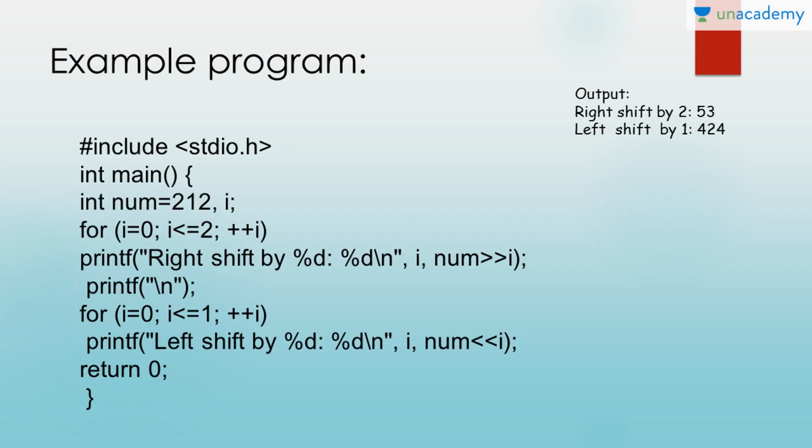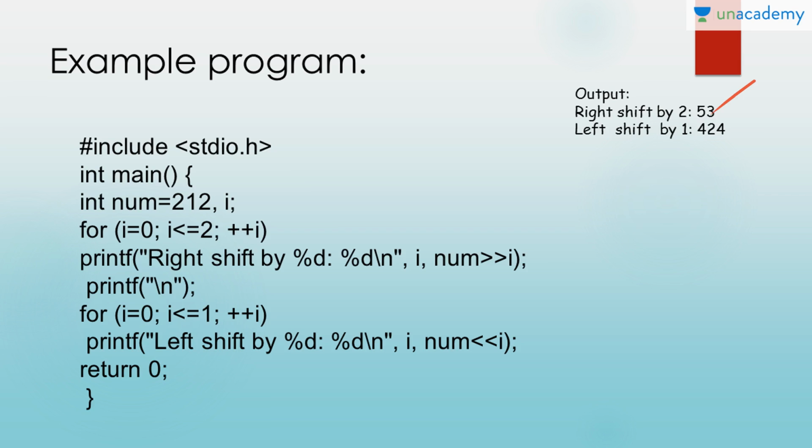Now we will see an example program here. Here what we have done, I have declared the number as 212 and I is the number of specified bits, the number of bits by which we will be moving. So right shift of 212 by I is 2 here. So right shift of 212 by 2 bits. The answer we will be obtaining is 53.